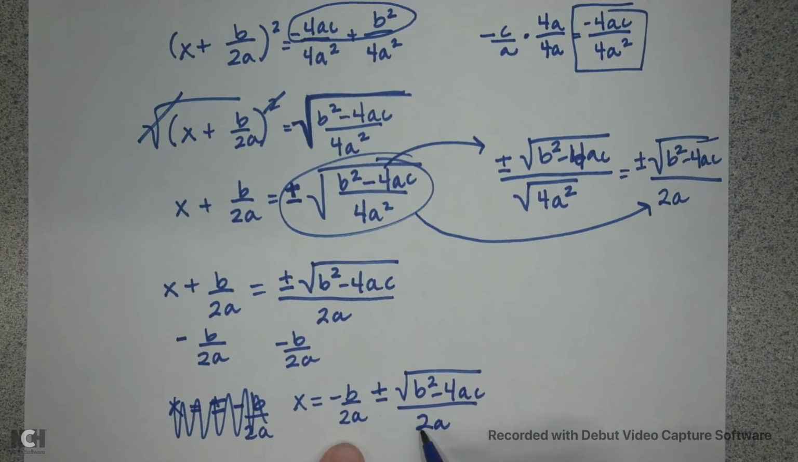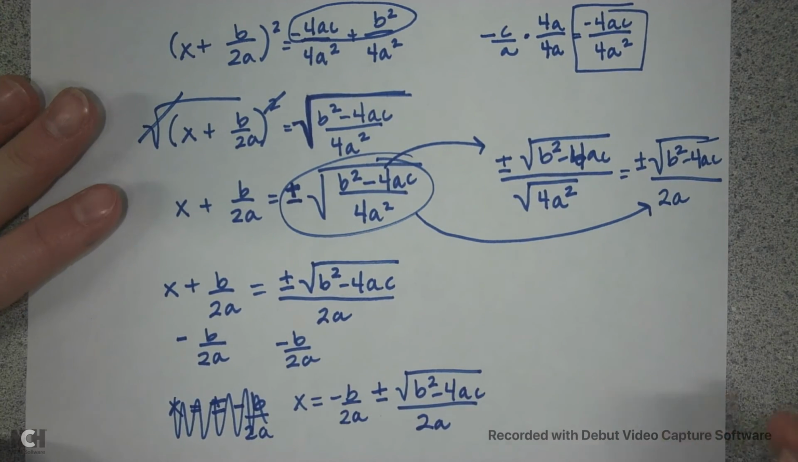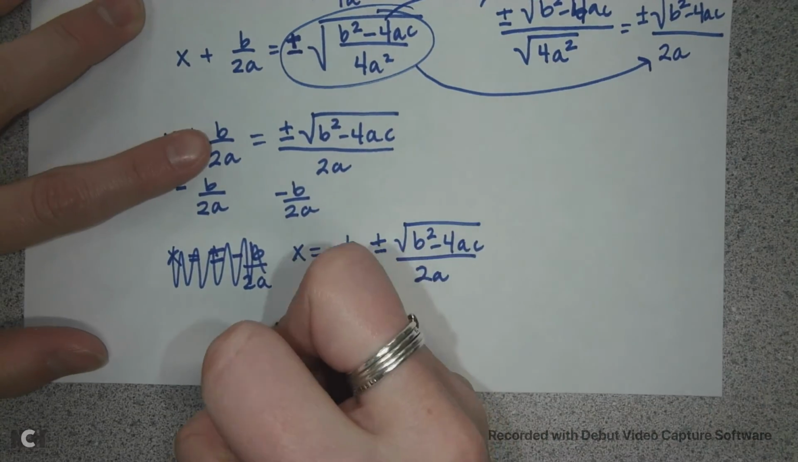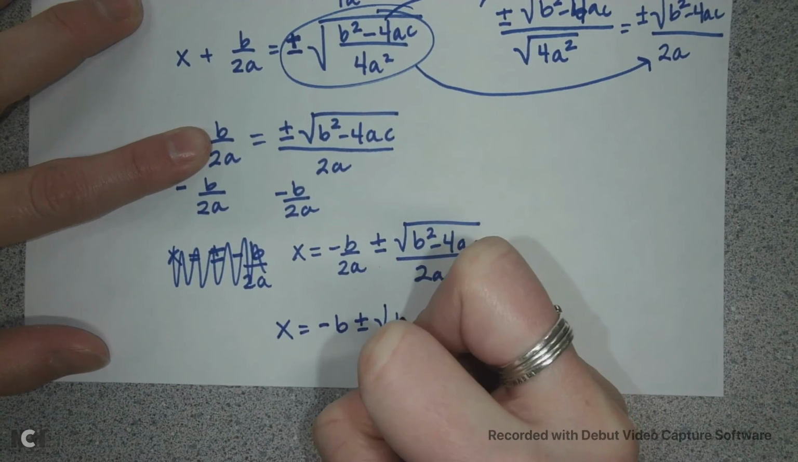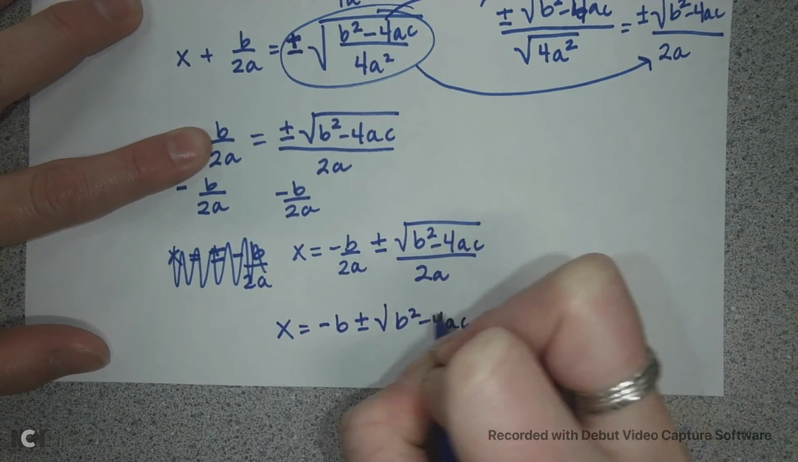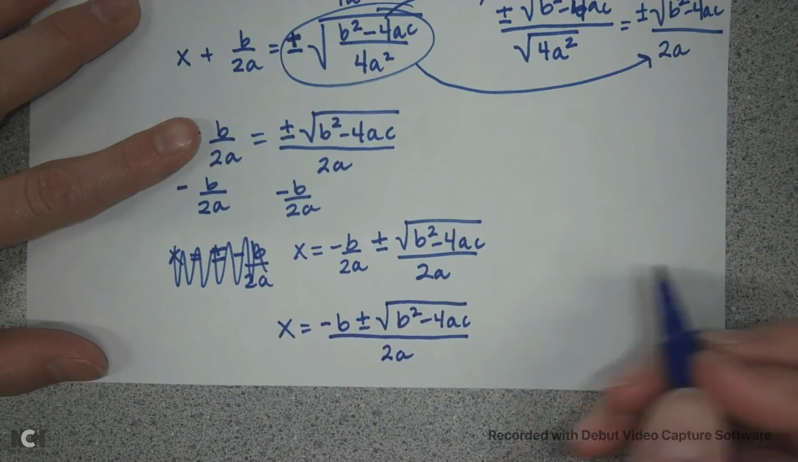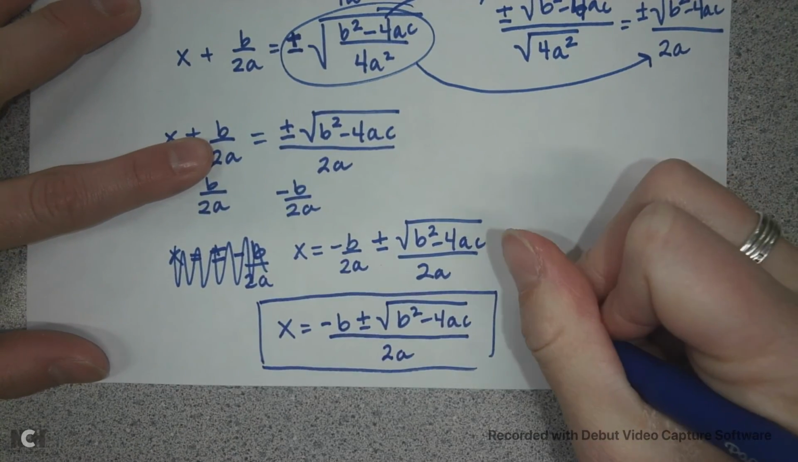Since they have common denominators, we're just going to combine the tops and get rid of the bottom. So here is the quadratic formula in all of its glory. x is equal to negative b plus or minus the square root of b squared minus 4ac all over 2a. And this is our quadratic formula that we will know and love a lot.